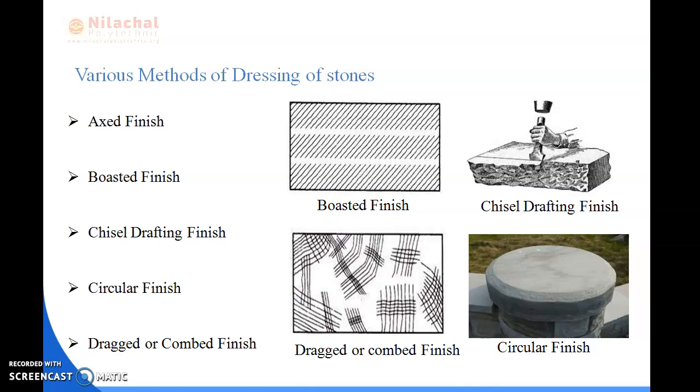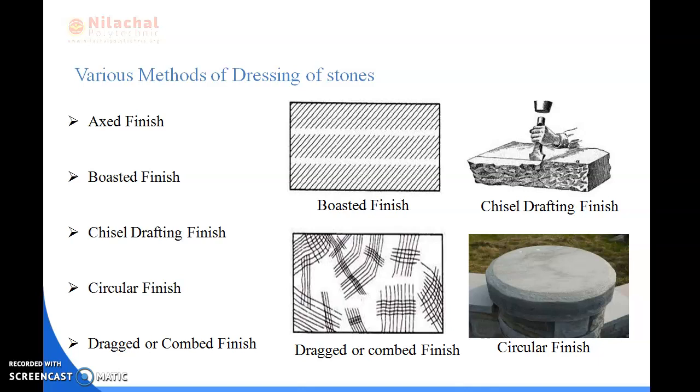Axed finish. You have earlier heard the word axed. Okay. Axed means if we cut any hard material, or any wood or timber, or any trunk of a tree, we use an axe for cutting the hard materials. So we can say that axed finish means the surfaces of hard stones such as granite, which is a type of hard stone, are dressed by means of an axe. Such a finish is known as axed finish.